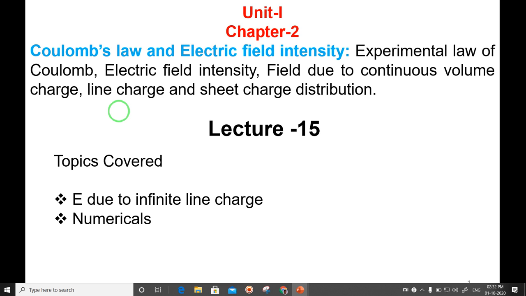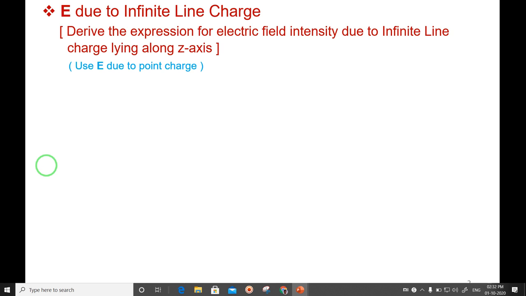In today's lecture, we will derive the expression for electric field intensity due to infinite line charge, and we'll solve a few numericals based on that. The question may be asked like this: derive the expression for electric field intensity due to infinite line charge lying along the z-axis.